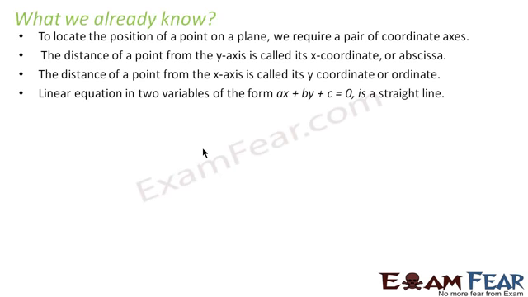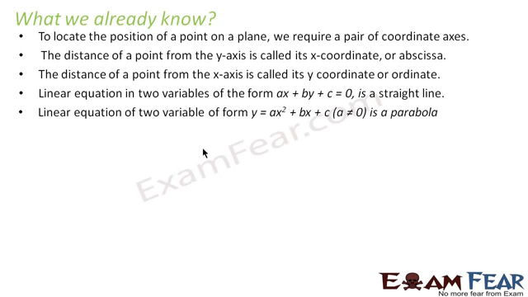We also know that a linear equation in two variables of the form ax plus by plus c, if you plot this, gives a straight line. Let me repeat once again. A linear equation of two variables of the form ax plus by gives a straight line, and if this is of the form ax square, this gives a parabola. I'm sorry, this is quadratic actually. If you see, the maximum power is 2. A quadratic equation of two variables of the form ax square plus bx plus c is a parabola.